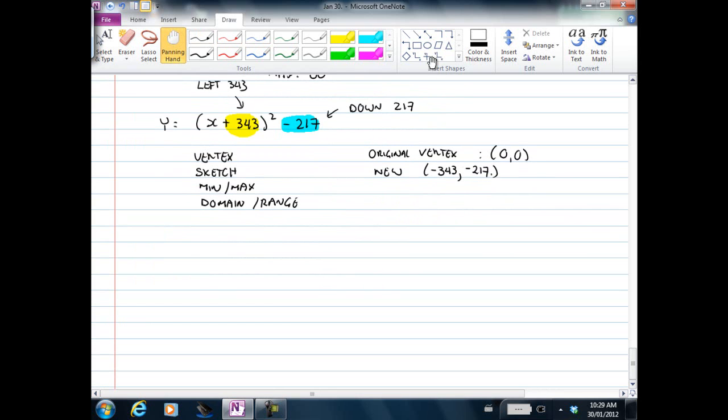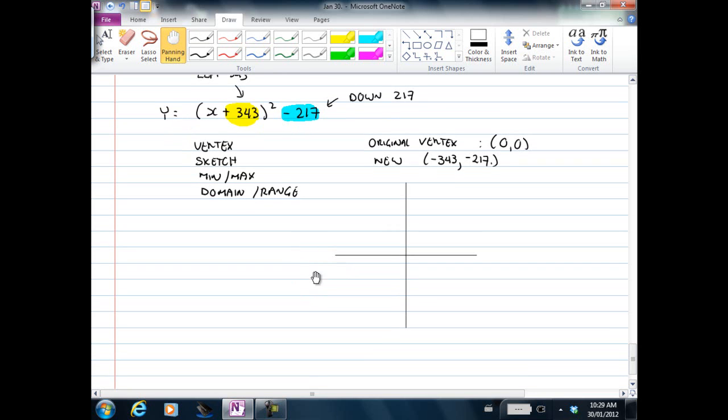Is it that hard? Not really. Guys, gals, now we do a rough sketch. And a lot of people ask, Mr. No, is it going up or down? To figure out if it's going up or down, if there's a negative here, then it faces downward. If not, it faces upward. So I'm going to say it's somewhere around here. Okay. There's my vertex. Negative 3, 4.3, negative 217. Very, very simple. Nothing too bad.